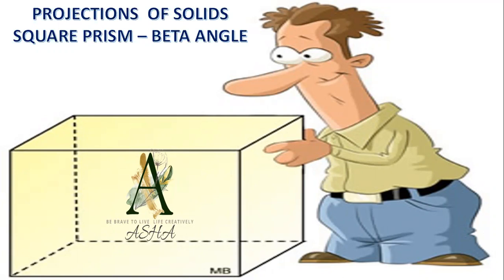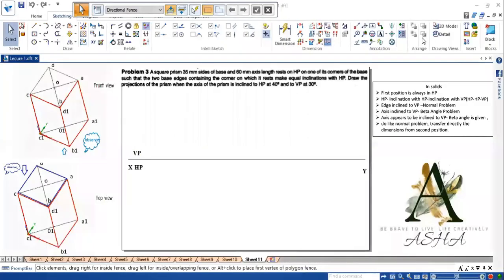Today I am going to discuss projection of solids, that is the square prism beta angle problem. This is the third problem in the projection of solids. The problem is about a square prism, and the dimension of the square base is 35 mm. The axis height is equal to 60 mm, and it is resting on HP on one of its corners of the base. So the first position, we know that always it is resting on HP.